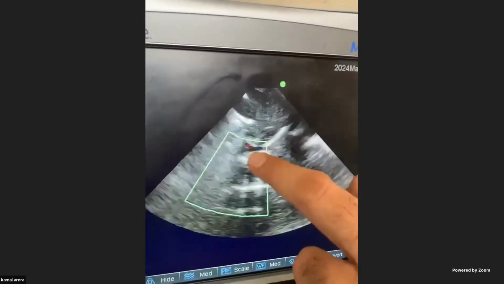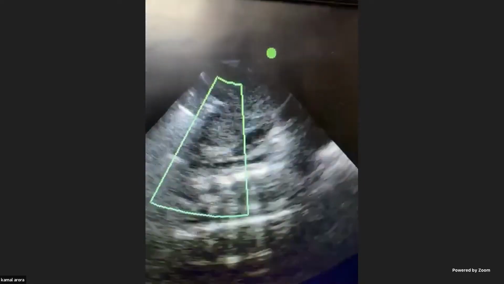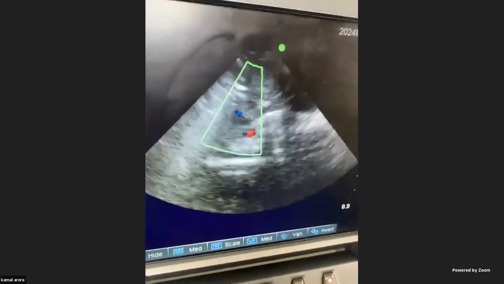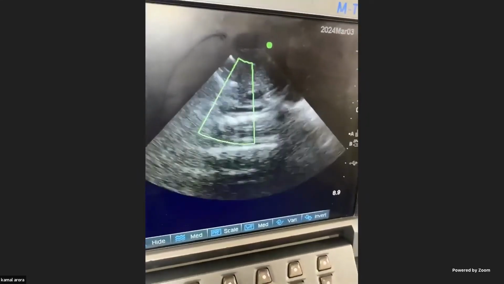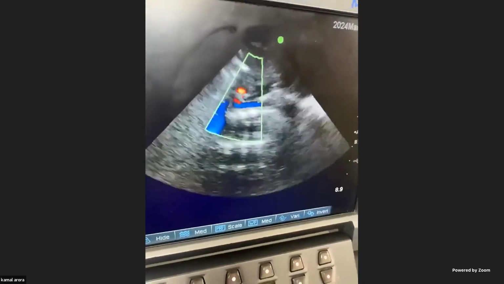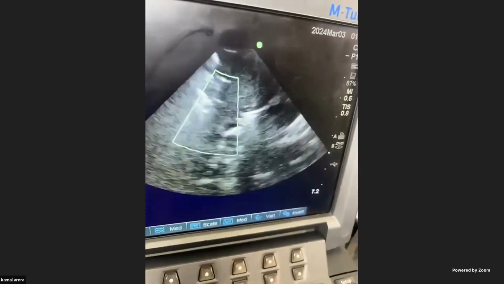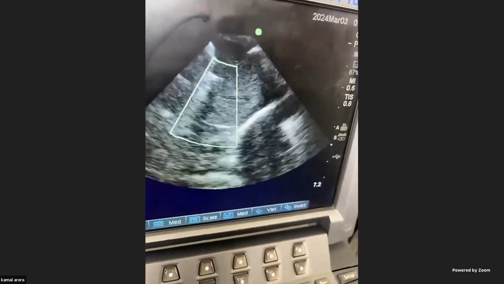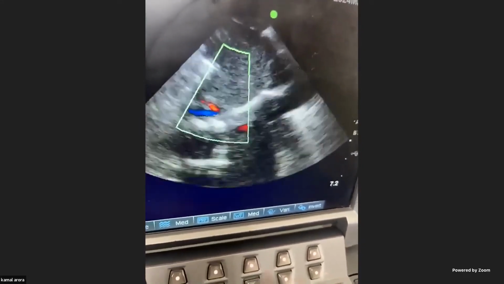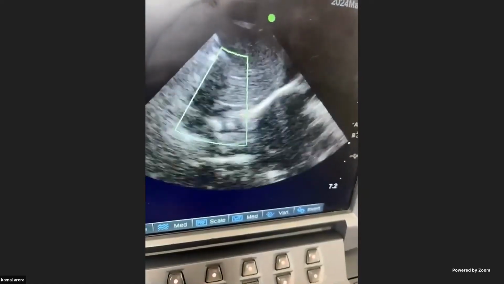So this is the aorta, and you can see a Y will be formed over here. This one. I'll try to zoom it if possible. Yeah, you can see this Y. So this is the celiac and this is the SMA.